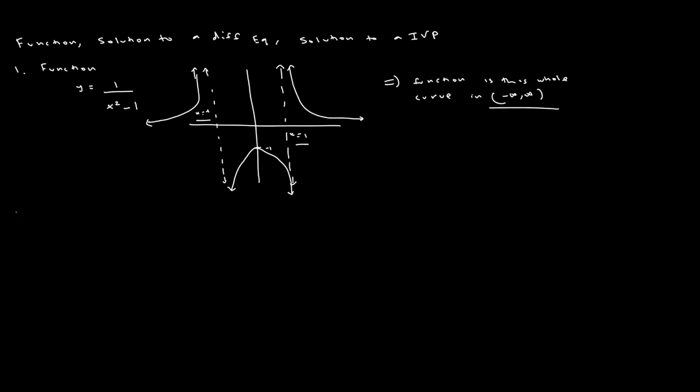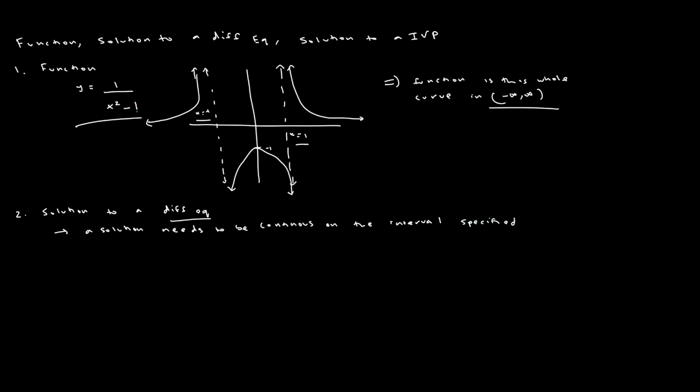Whereas if we're considering the solution to a diffie-q, recall that a solution needs to be defined, or needs to be continuous on the interval specified, right? And we see that just plainly having y is equal to 1 divided by x squared minus 1, we have two discontinuities. So this whole -infinity to infinity cannot be the solution.